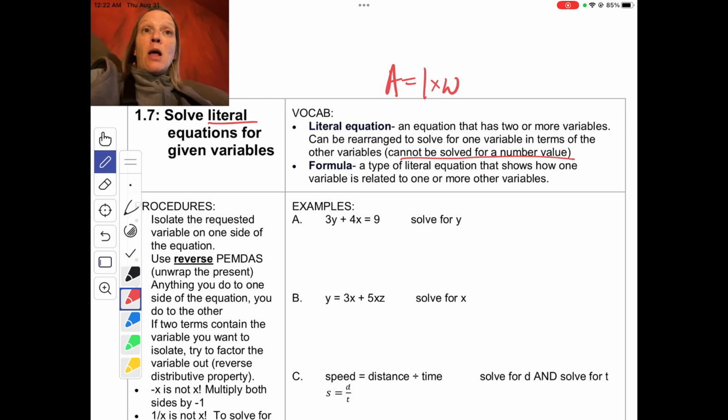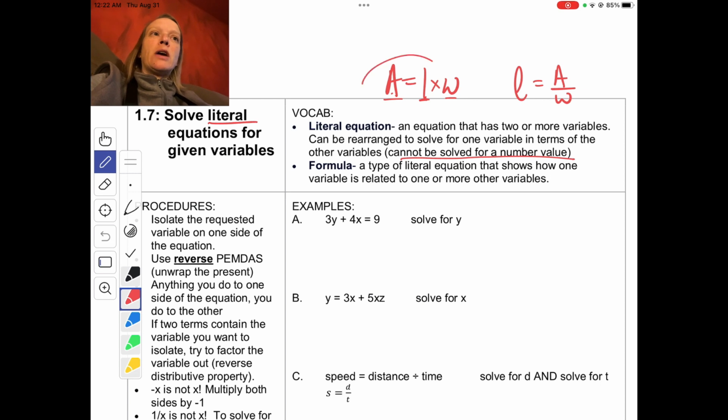So it can be helpful to be able to take an equation like this and rearrange it in terms of the other variables. Maybe you don't want to know that area is length times width. Maybe you want to be able to calculate length. And so that's what we're looking at. How do you get length all by itself on one side of the equation and know that length is area divided by width? How do you take an equation like this and rearrange it to look like that? So that's what we're learning here today.